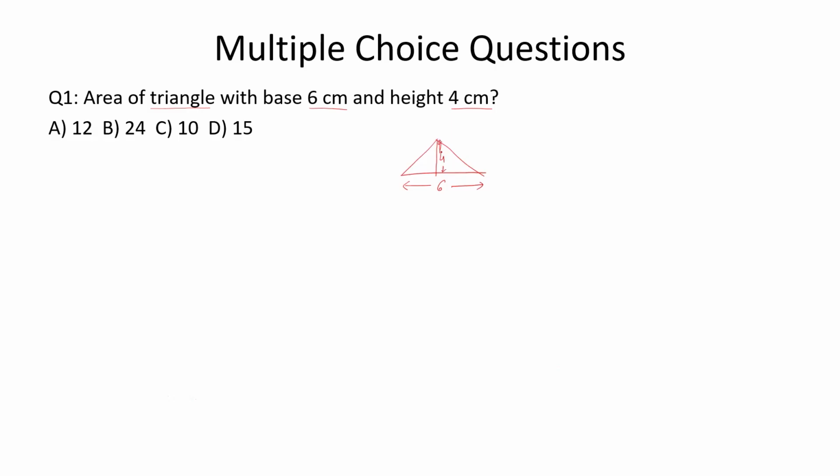Now, if height and base are given, what is the formula for area? Area of a triangle is equal to 1 by 2 into base into height. So it is 1 by 2 into 6, 6 is base, height is 4. So 2 and 4 get cancelled, it is 12. So option A is correct.